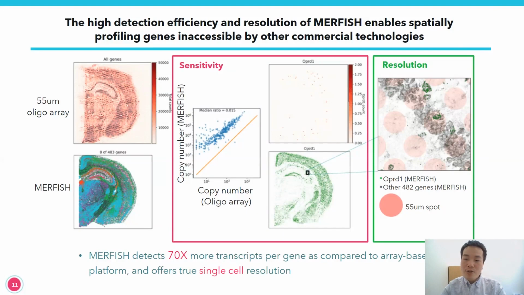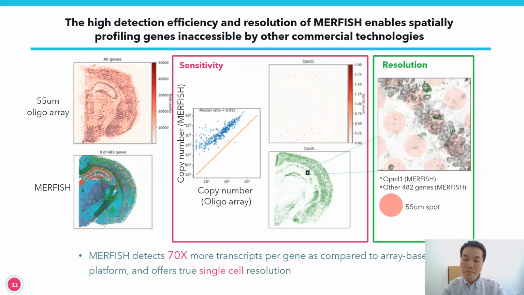To really put this into context, MERFISH has been demonstrated to have a detection efficiency of around 95% in cultured cells. So for a gene that expresses 100 copies of transcripts per cell, MERFISH can get around 95 copies of that transcript of that particular gene, while the array-based platform can only detect 1.5 copies per cell. So you may start to wonder, what do these numbers mean in real biology, and how does that relate to addressing certain biological questions?